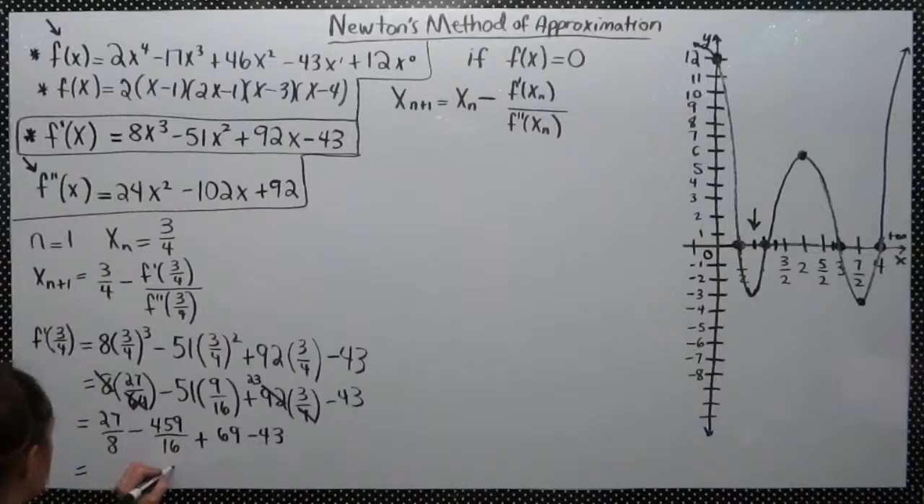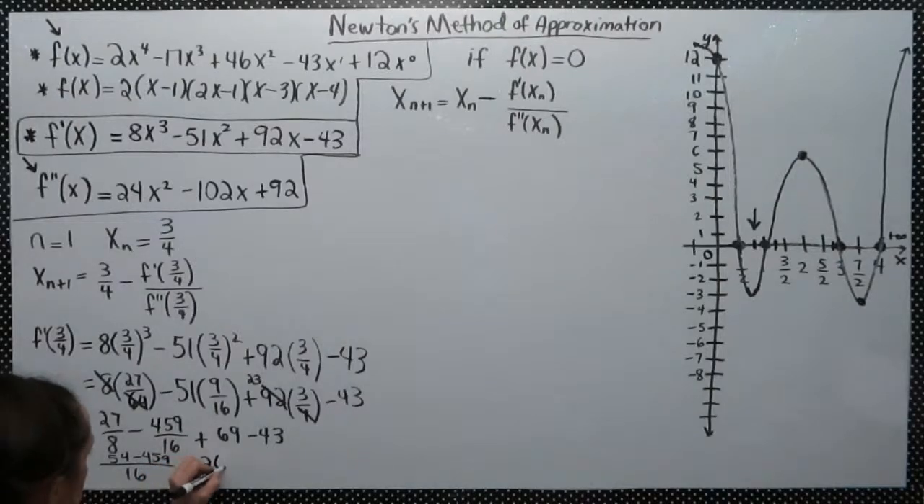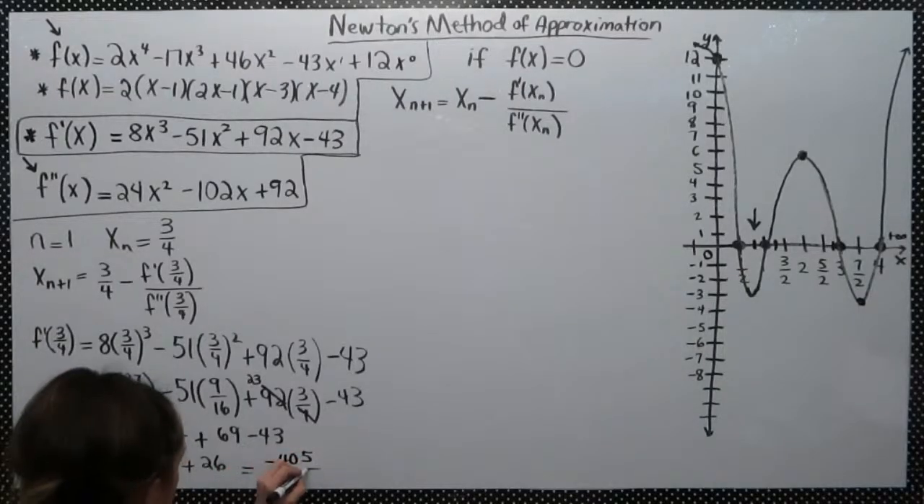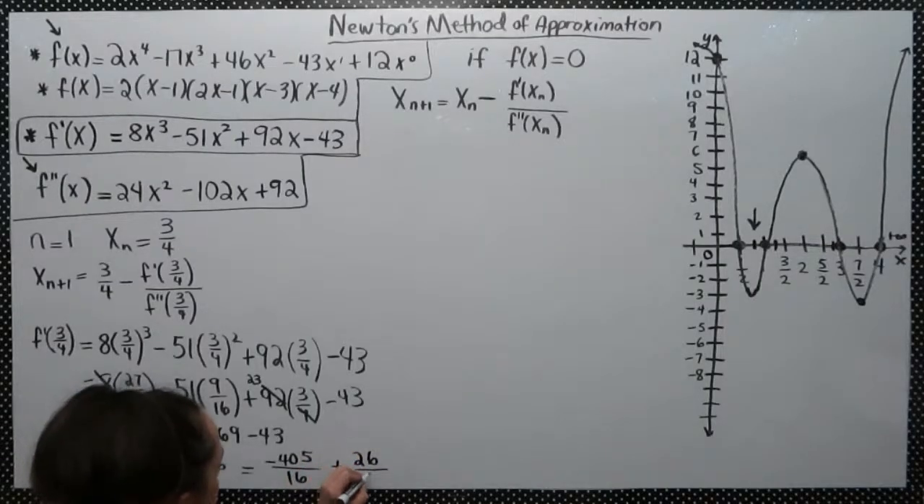So we've got 16, 8 times 2, 27 times 2 is 54. So that's 54 minus 459 plus 26. That's going to equal negative 405 divided by 16 plus 26 over 1.